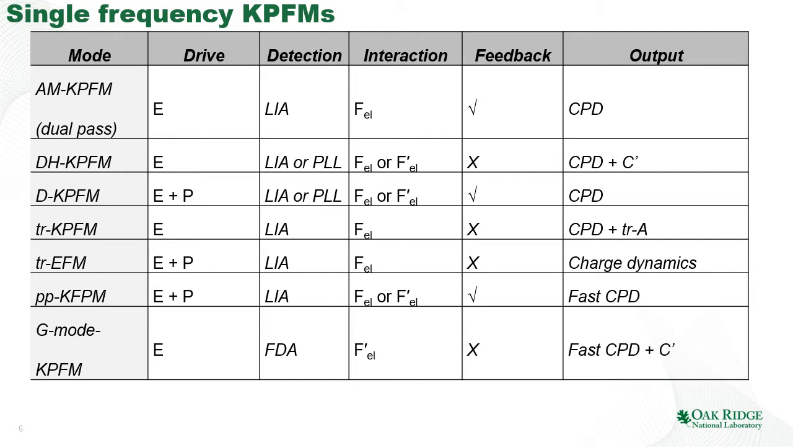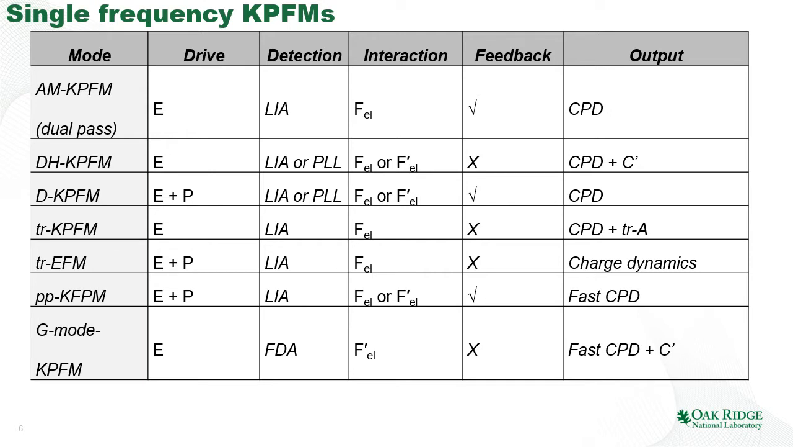So for single frequency KPFMs, there is a number of the possible excitations and detection modes. So these are the types of the technique: amplitude modulation KPFM, when our driving is electrical and our detection is using lock-in amplifier. We have the feedback. Our detection is based on the electrostatic force, and our measurement gives us the contact potential difference.